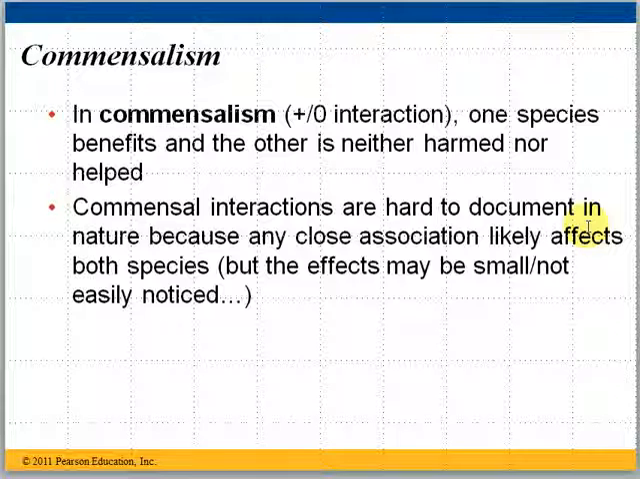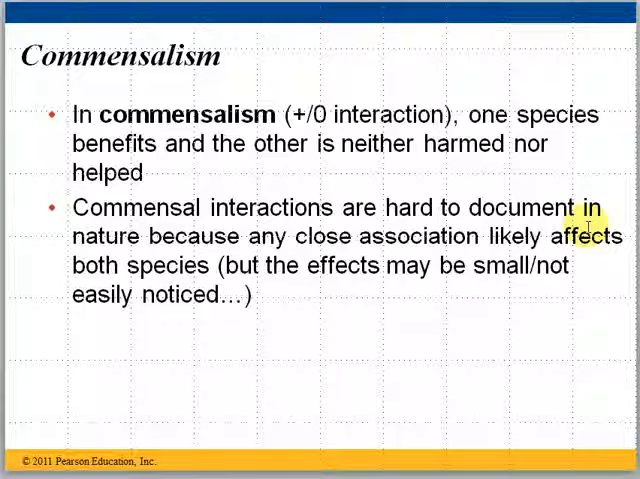So for example, if we think back about the crab and the sea urchin, that might be commensalism. We might have to study it to be sure, but the crab is definitely getting a benefit, and perhaps the sea anemone is not helped or hurt. That would be commensalism. Commensal interactions are kind of hard to document in nature because any close relationship or association between different species probably has an effect on both of them, but the effect may be pretty small or not easily noticed.